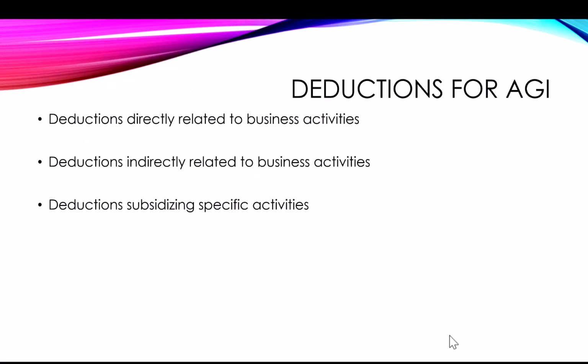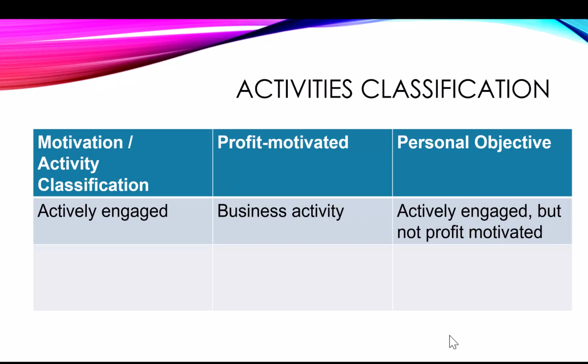There are three basic categories of deductions for AGI. Those deductions that are directly related to business activities, deductions that are indirectly related to business activities, and then deductions that subsidize specific activities of taxpayers. Before we can review the deductions, let's cover what exactly is a business activity. In brief, in order for the tax code to consider an activity to be a business activity, it must have a profit motive. Additionally, you must be actively engaged in making that money, which means you go to work every day or you materially participate in the business activity.